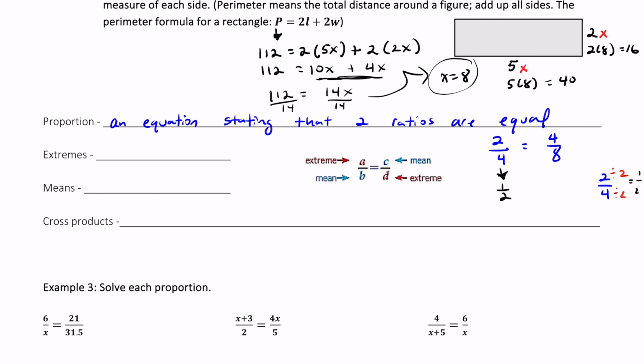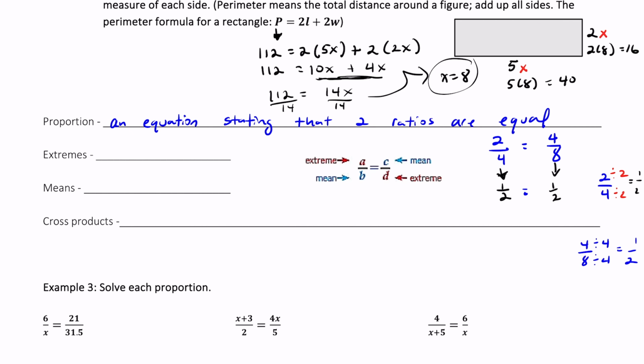And now I've got to do the same thing for this 4/8. What is the highest number that goes into 4 and 8 at the same time? Well, that's just going to be 4. So that means I need to divide the top and the bottom by 4. 4 divided by 4 is 1, and 8 divided by 4 is 2. So this 4/8 reduces to 1/2 as well.